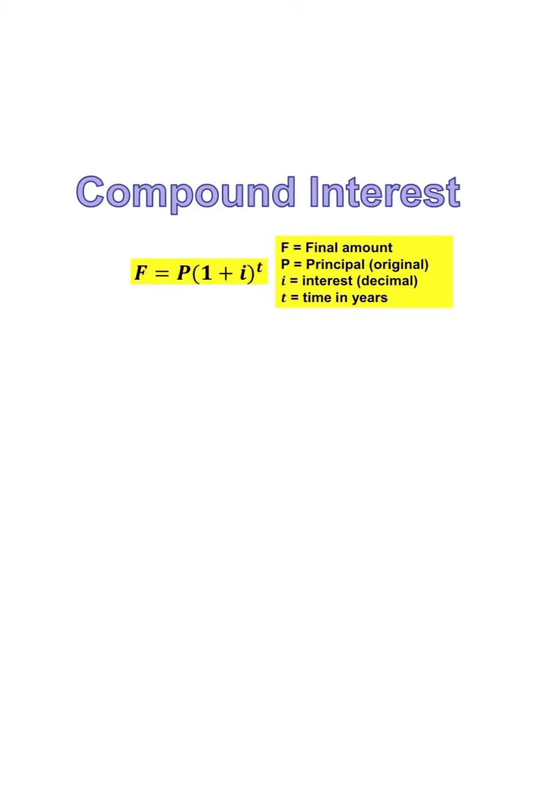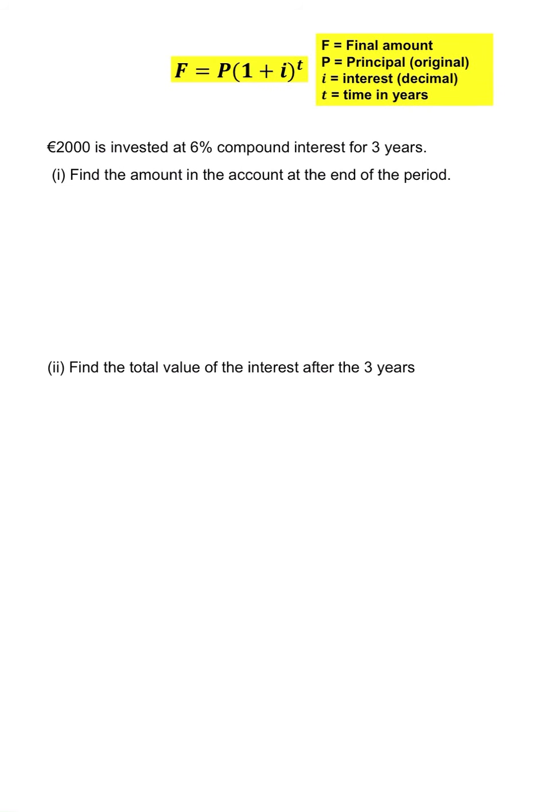In this video, we're going to be looking at compound interest. So with compound interest, you're given the formula in the logbooks, where F is the final amount, P is the principal, which is your original amount, I is the interest, and that's always as a decimal, and T then is the time in years. So let's say €2,000 is invested at 6% compound interest for 3 years, and we need to find the amount in the account at the end of the period.